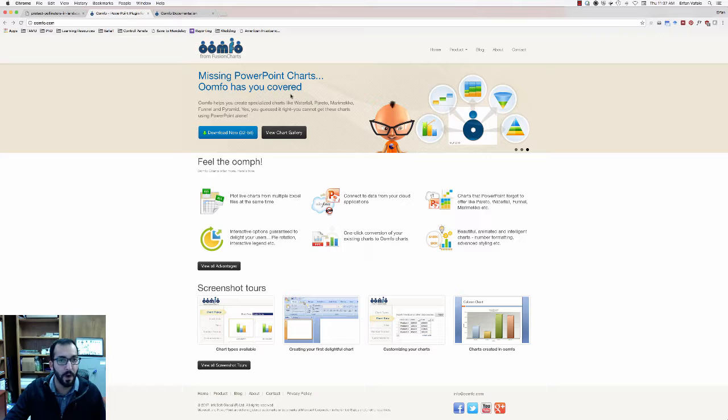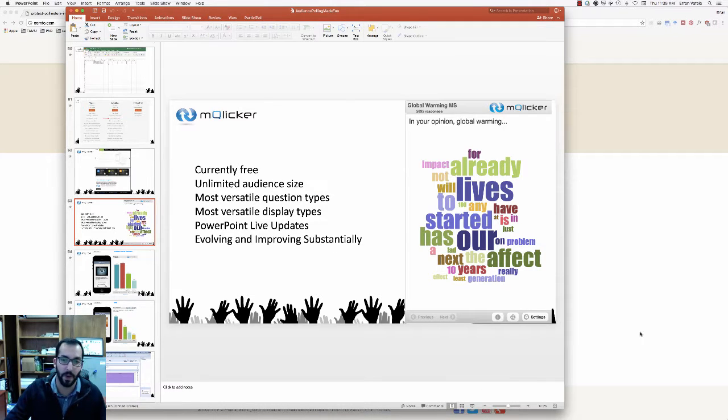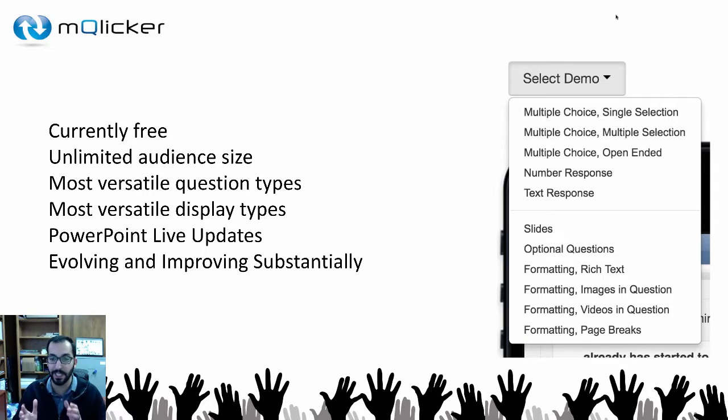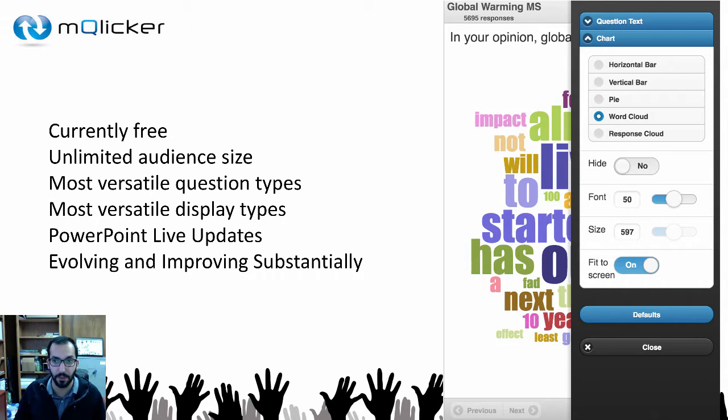And all I've seen so far is that you need to have the 32-bit version of Windows in order to run it. So it actually does not work otherwise. So, they say it can do PowerPoint live updates, but I don't consider that it can, because there are so many limitations on how you can potentially get PowerPoint live updates. And what's neat about it, this is constantly evolving and improving substantially. I've seen mQlicker make some pretty substantial improvements, which is really cool.